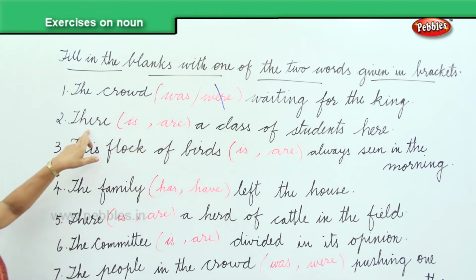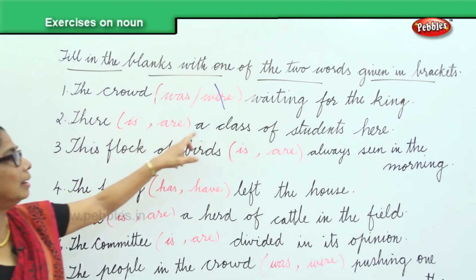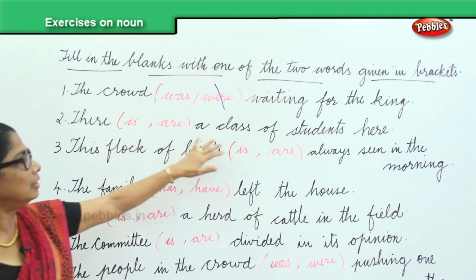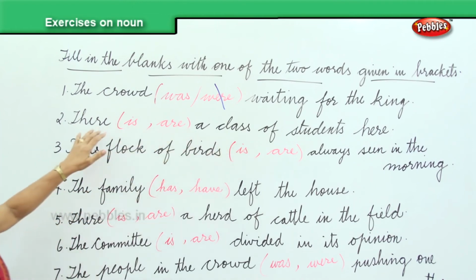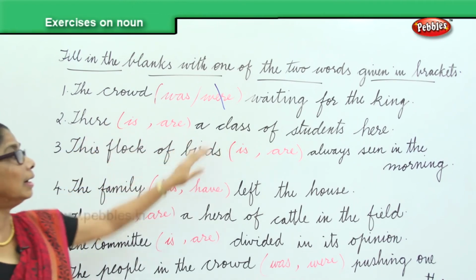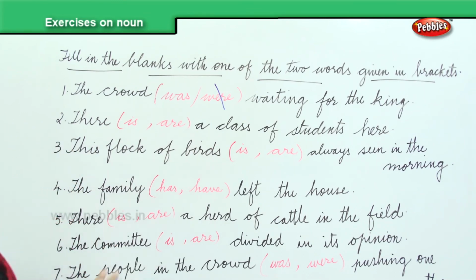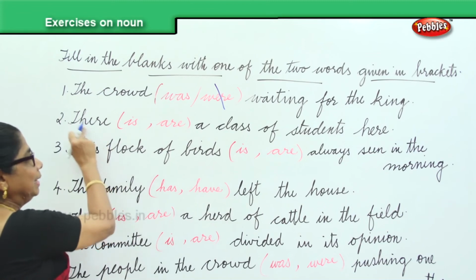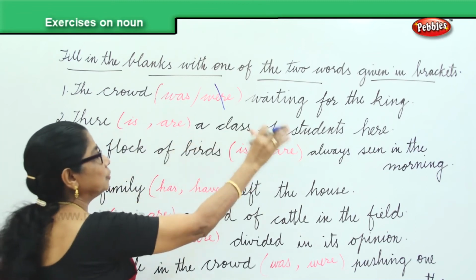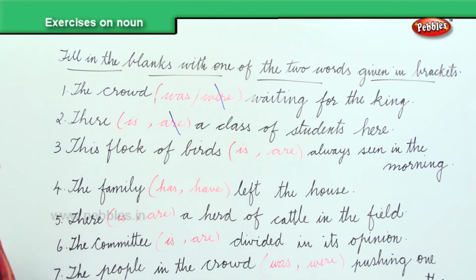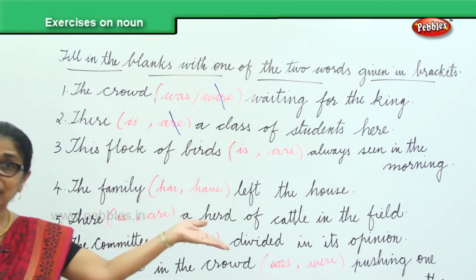Now, there are a class of students here. Let's say, there are a class of students here, or there is a class of students here. So what will you say? There is a class of students. So you do not say are. There is a class of students here.